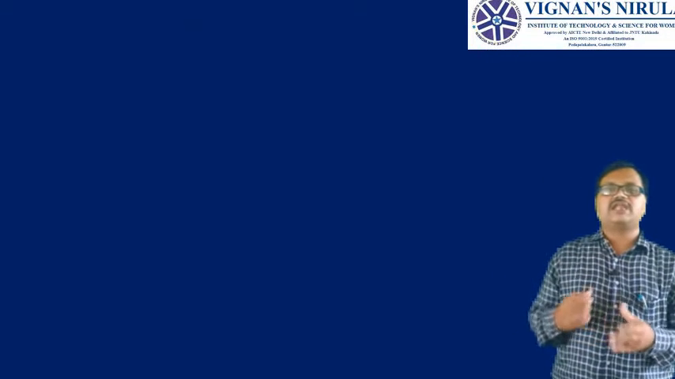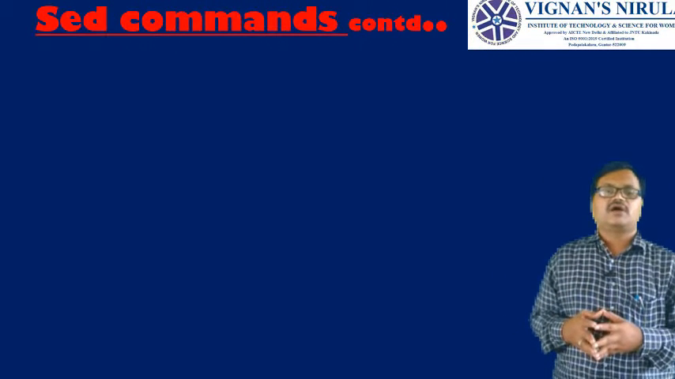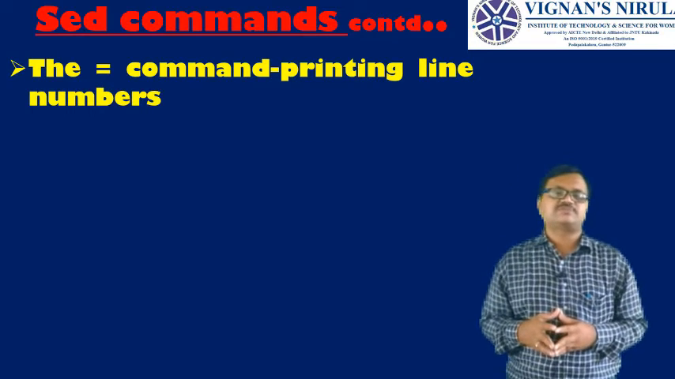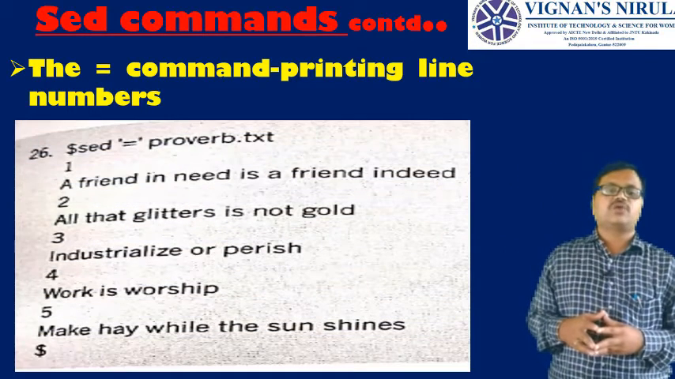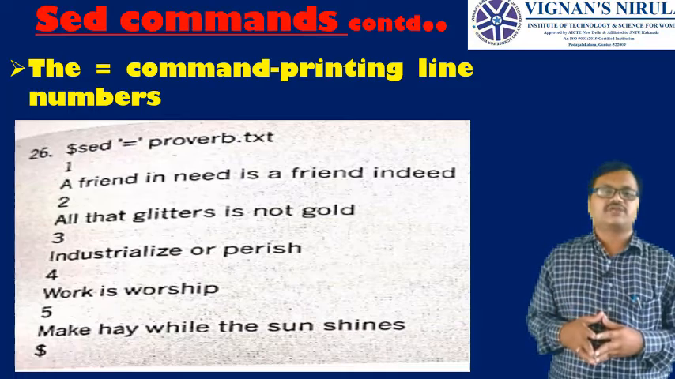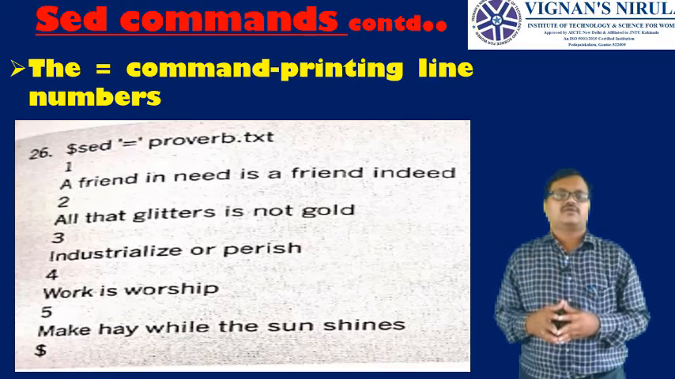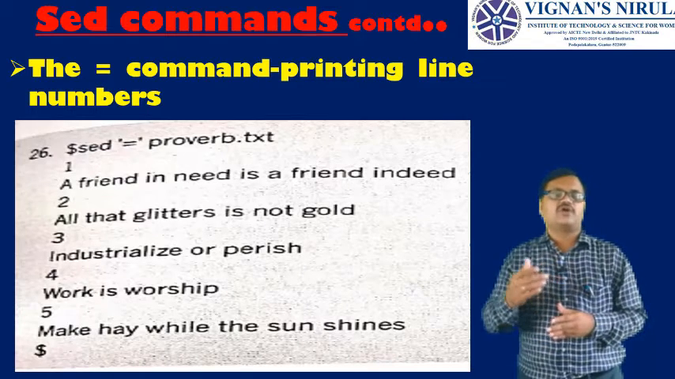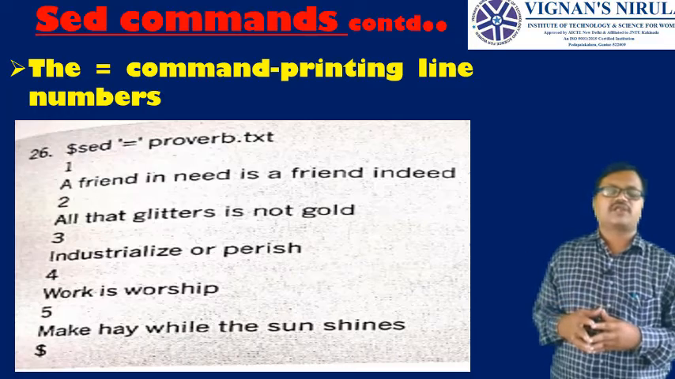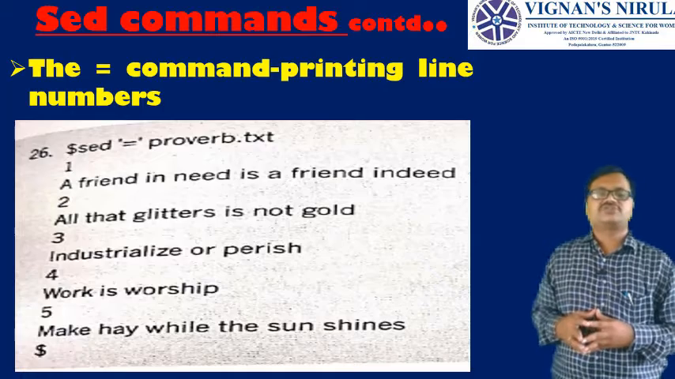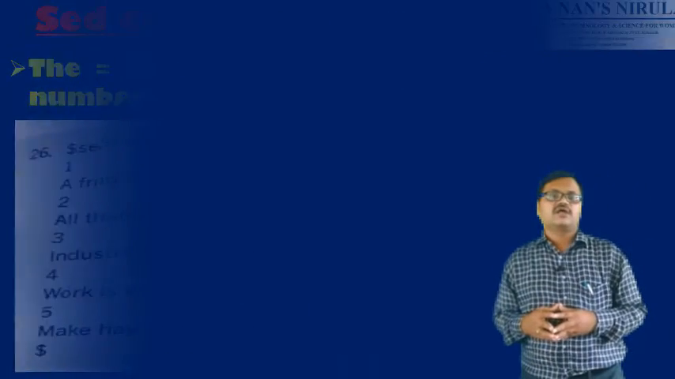So next is the equal to command. Suppose you want to display the line numbers of each line along with the line. You can do that using the equal to command. So SCD space -n space equal to space proweb.txt, it will display the line numbers. So 1 for a friend in need, 2 followed by all that glitters is not gold, 3rd followed by industrial perish, 4th followed by work is worship, and 5th followed by make a version. That means the 5 lines and the contents of each line get printed. So this is about the equal to command.